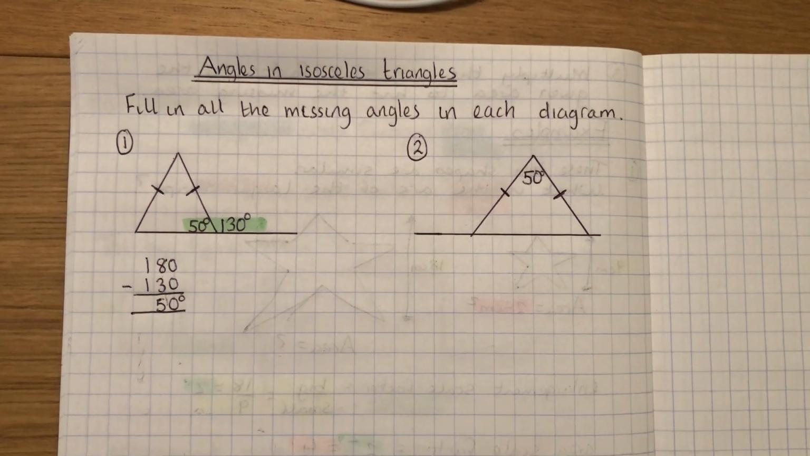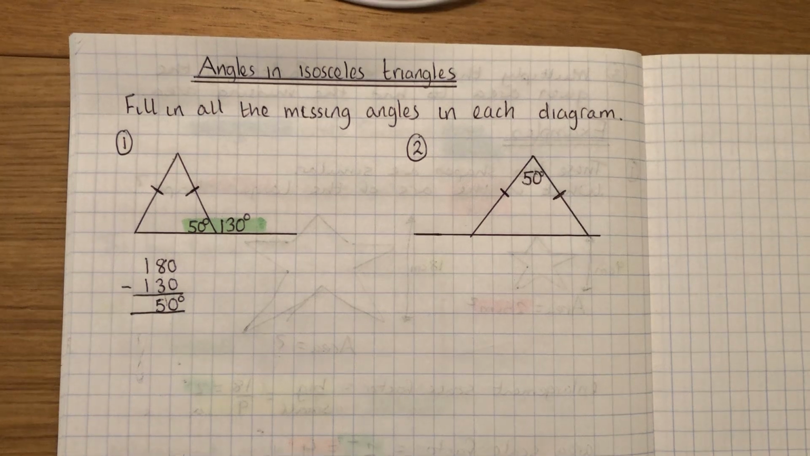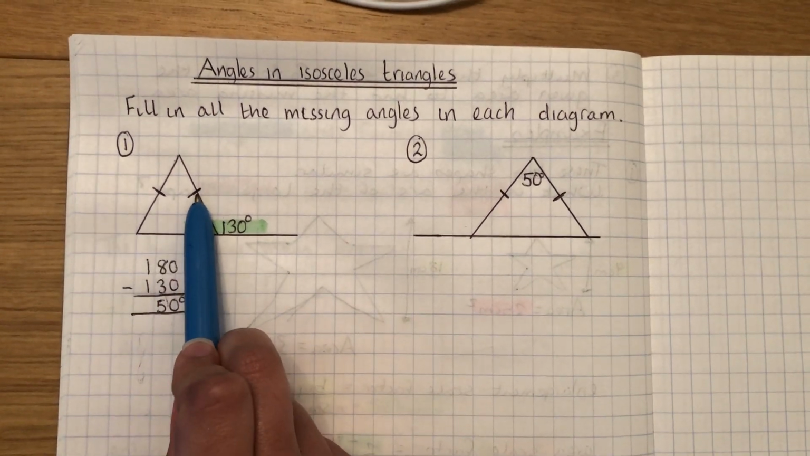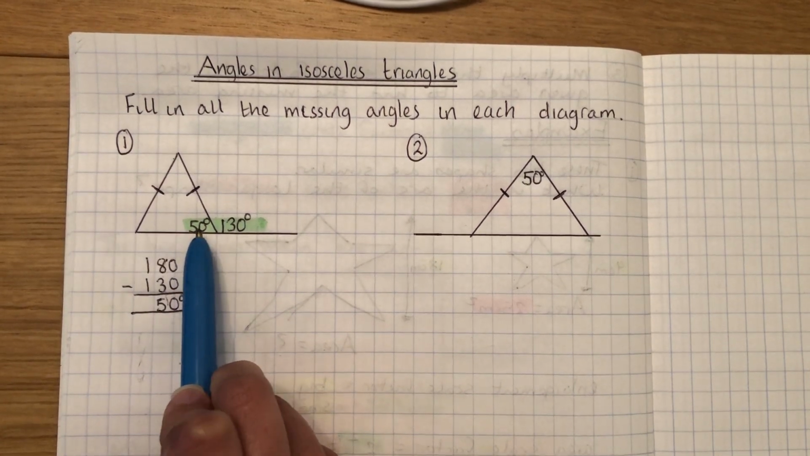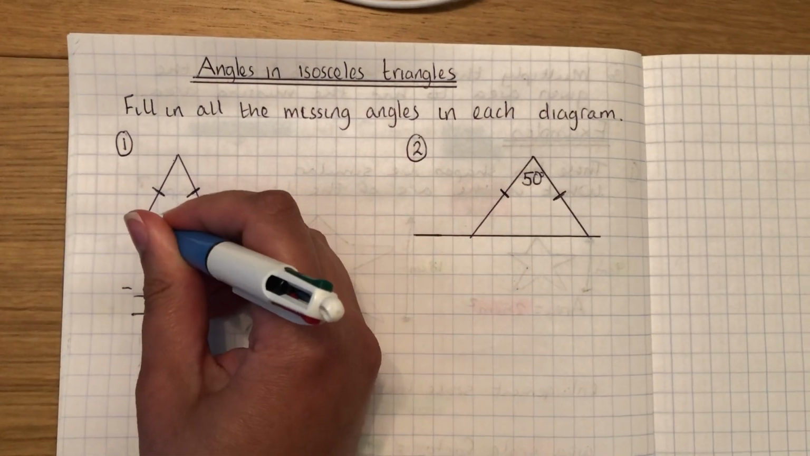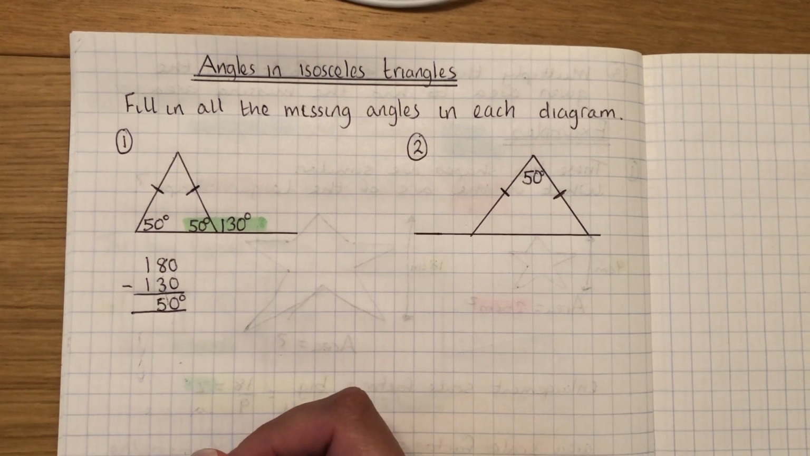So what else should we remember here? Well, isosceles triangles have 2 special properties. They have 2 equal sides, which have been labelled here with these little lines, and the 2 equal angles are going to be in the bottom. Now we've just worked out that this angle here is 50, which means that we can fill in the other bottom corner with 50 degrees as well.